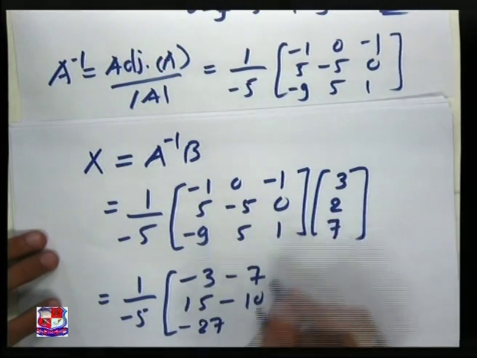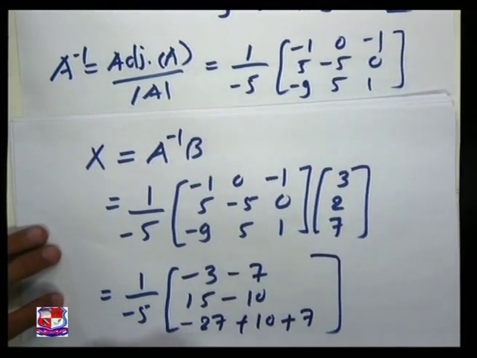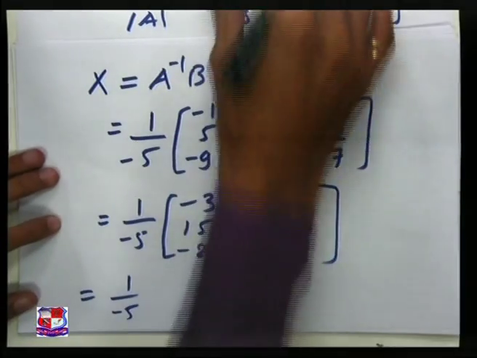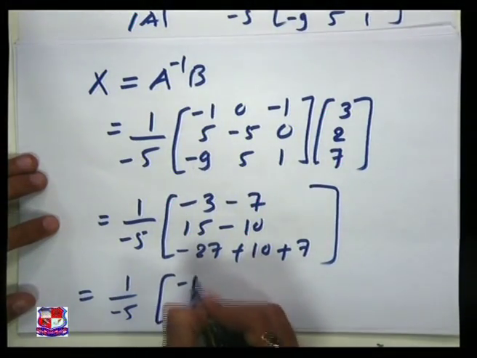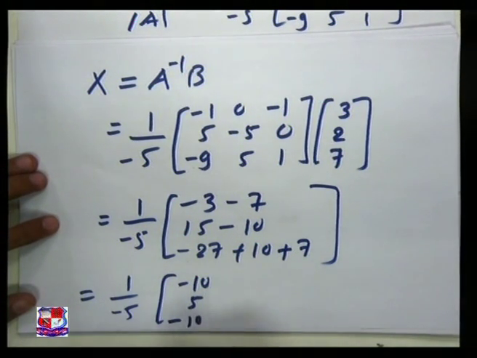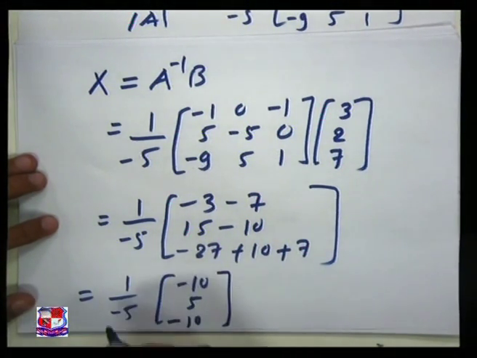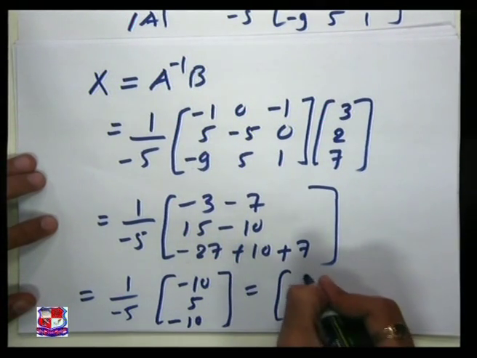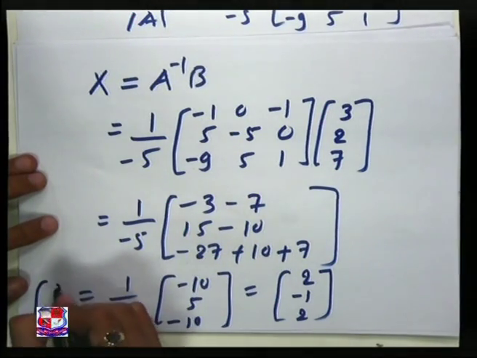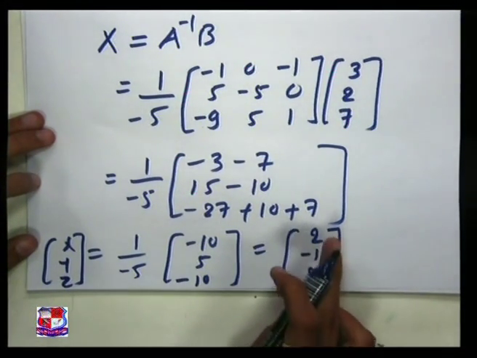Minus 9 into 3, 5 into 2, that is 10, and then plus 7. So after all, I will get 1 by minus 5 into, this is minus 10, this is 5, and this is again minus 10. So here if I divide by minus 5, I will get 2, minus 1, 2, and this is capital X, that is equal to x, y and z. So we will get x, y, z, that is equal to 2, minus 1, 2.